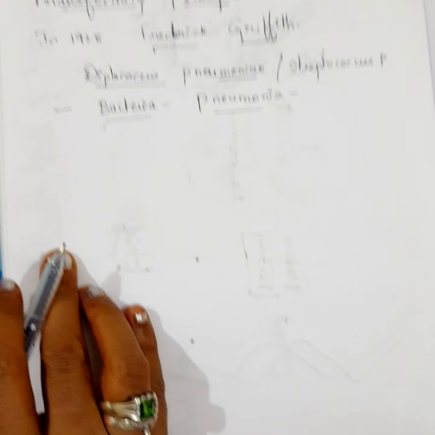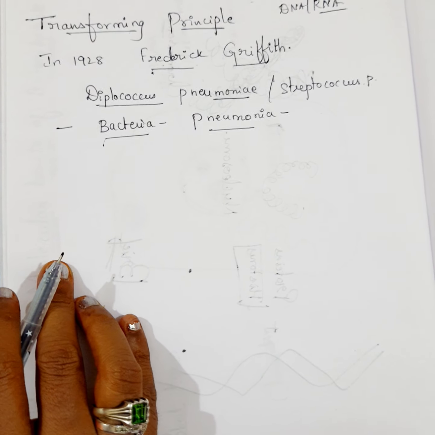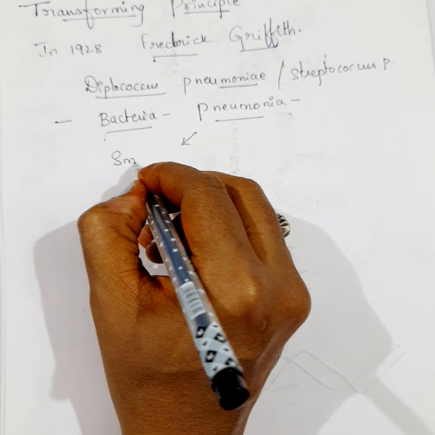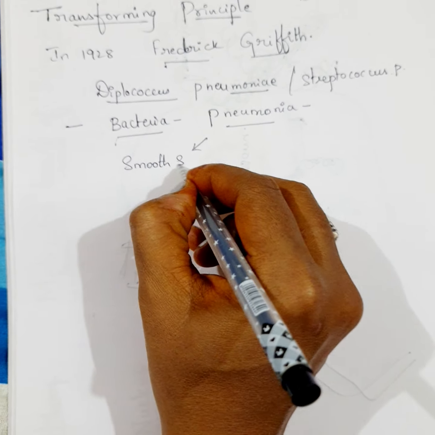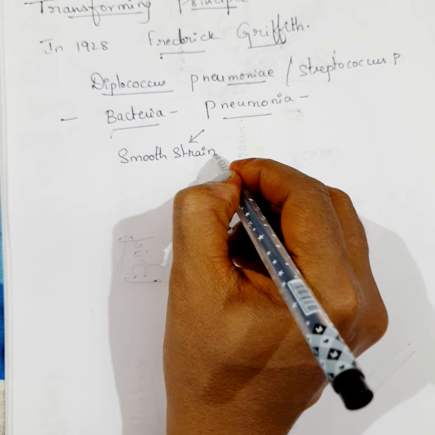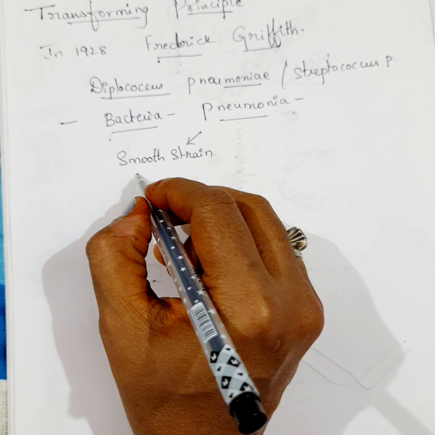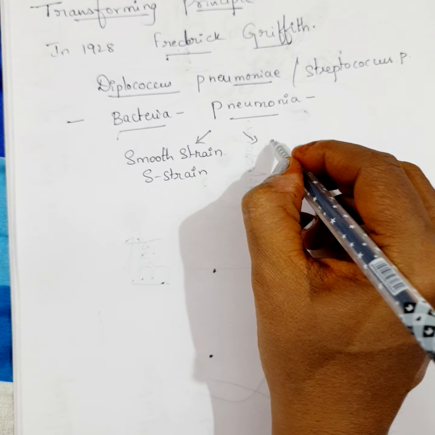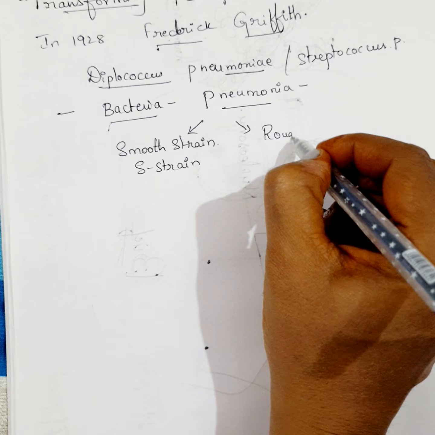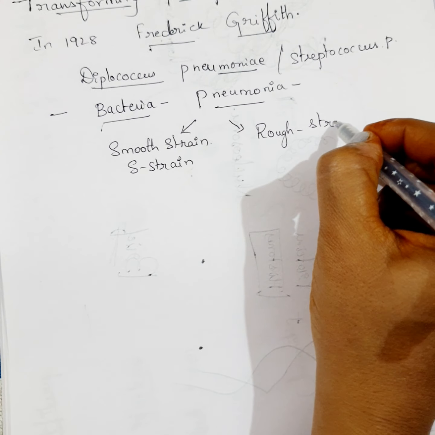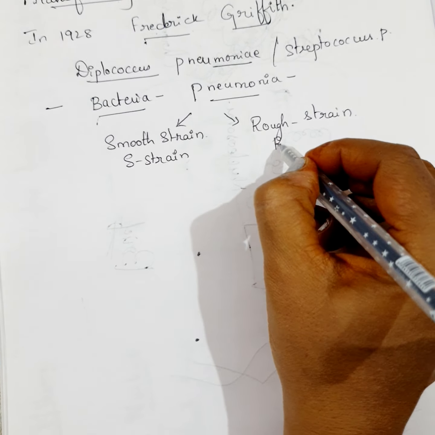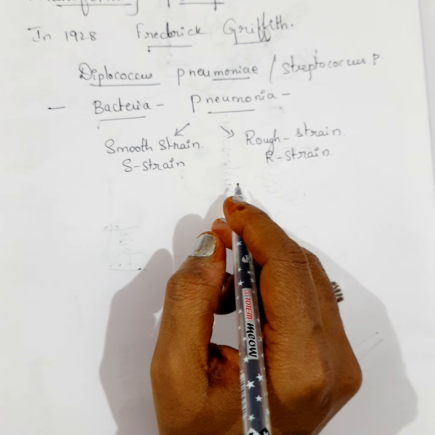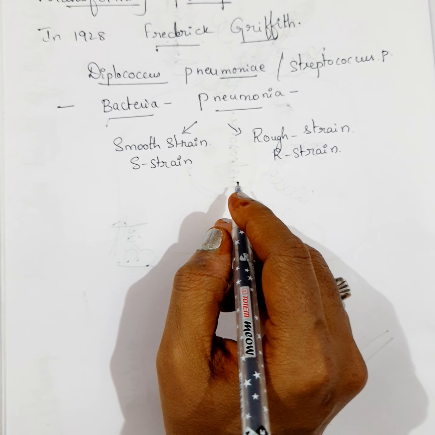When he was conducting the experiment, he took two strains of the bacteria. One is called the smooth strain, meaning bacteria with a smooth nature, which we call the S strain. Another bacterium showed a rough nature, so we call it the rough strain, or R strain. So two types of bacteria he found: one is the smooth strain and one is the rough strain.